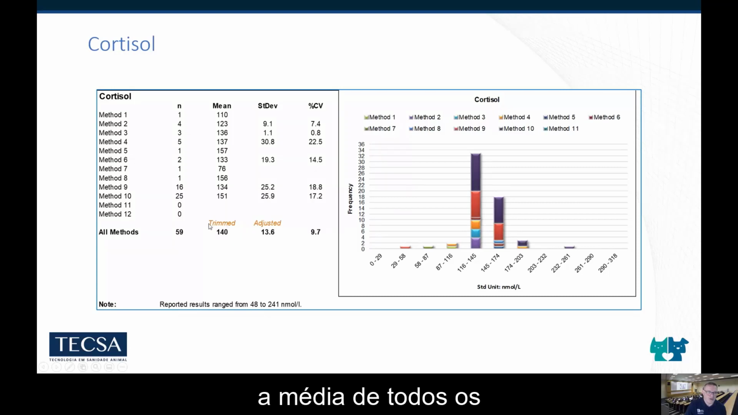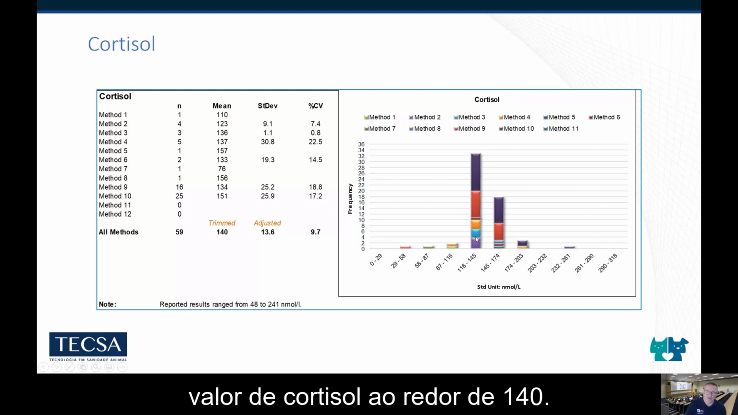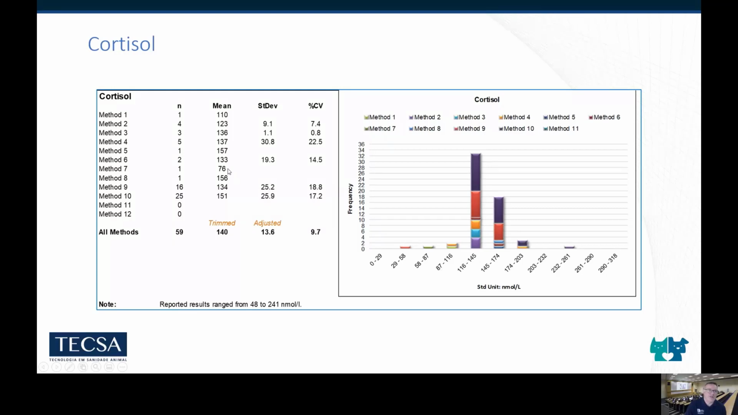And we can see that although if we average all of the results, we get a cortisol value of around 140, some methods are much lower than that, and some of those are a good bit higher.